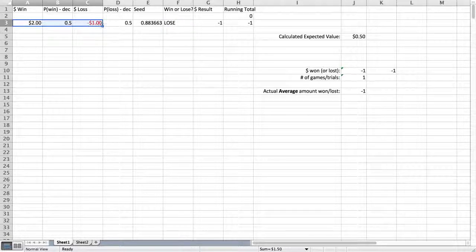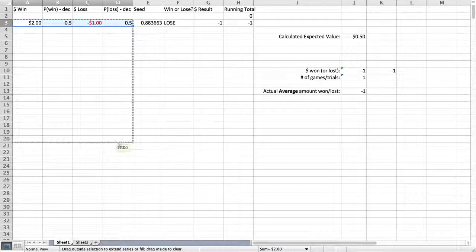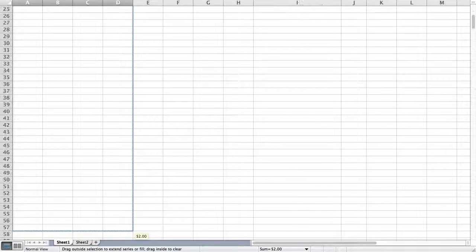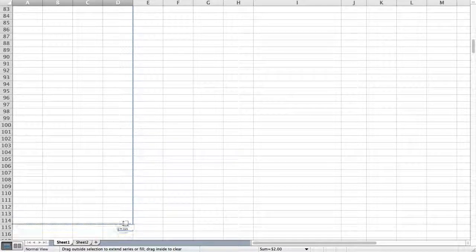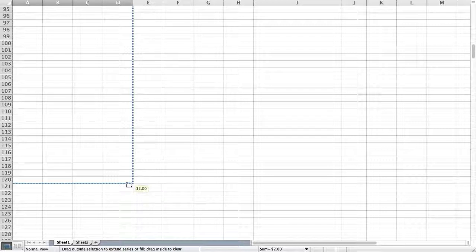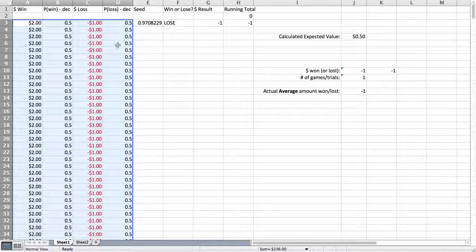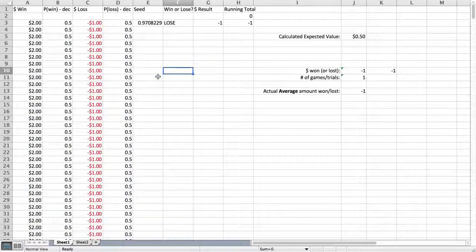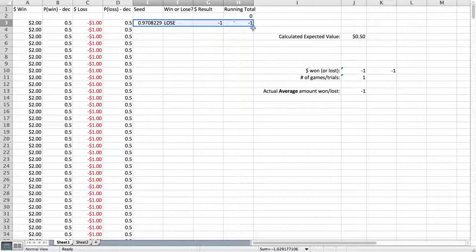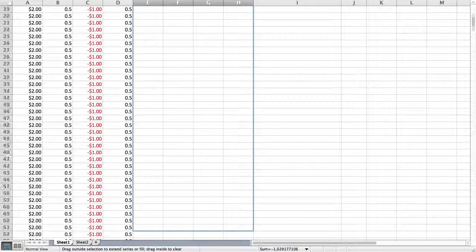So I'm going to fill down this in 2 sections, and we're going to play about 100 games. I'll stop it somewhere after 100. Let's go to 120-ish. It doesn't start right on line 1, so we're around 120 games. I'm just filling in the amount you win and amount you lose and the chance. And then my seed recalculates every time we do this, but this will still be a good example. Okay, so I'm going to fill down, and this is going to simulate playing a whole bunch of games.